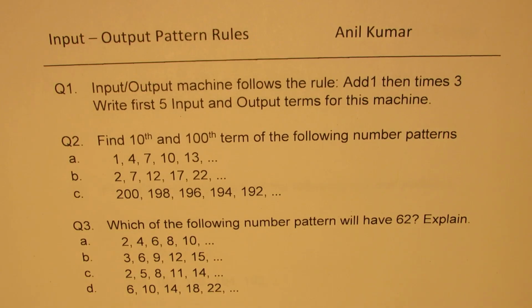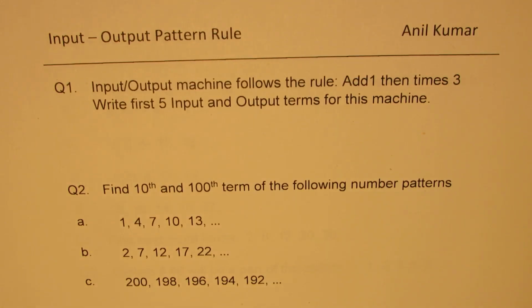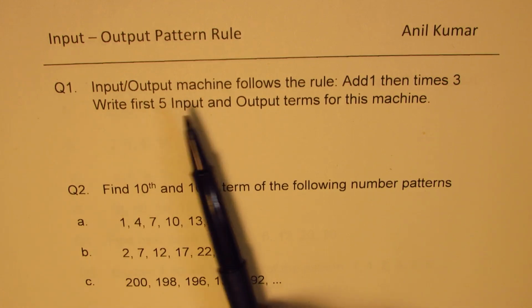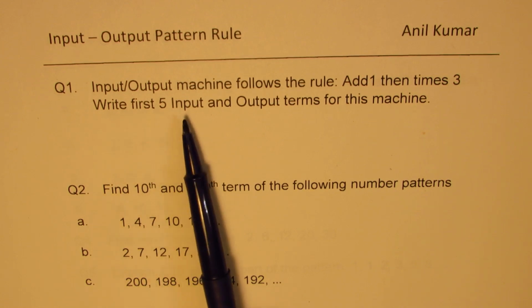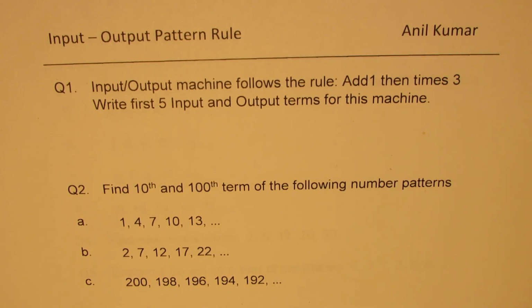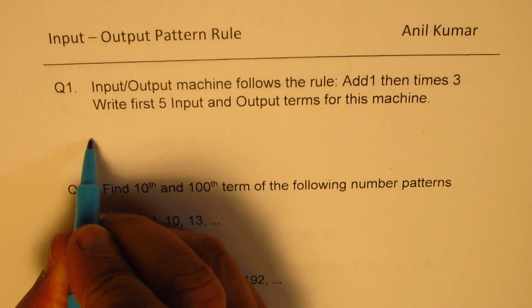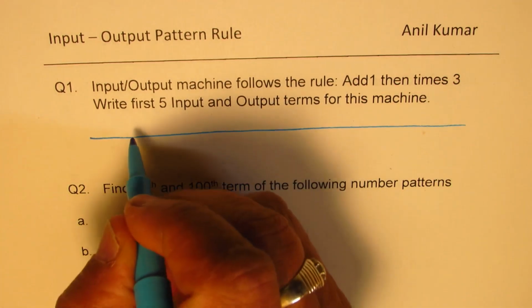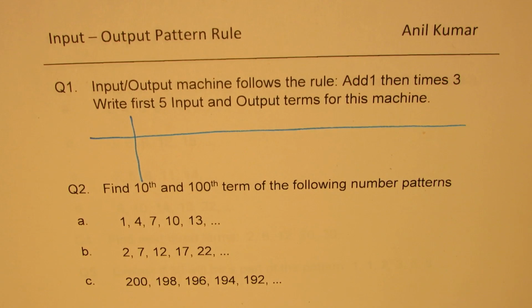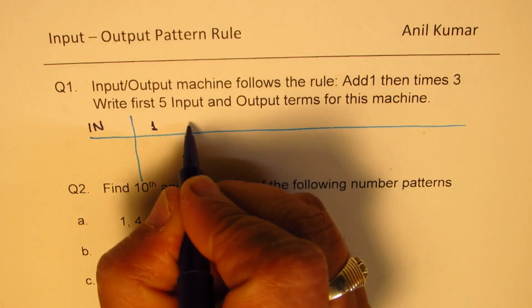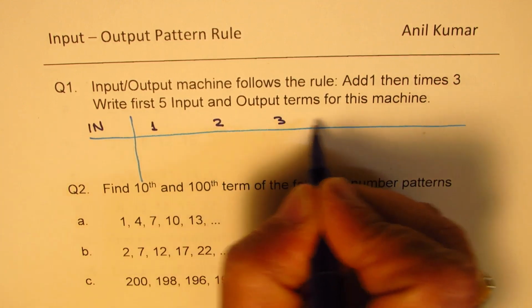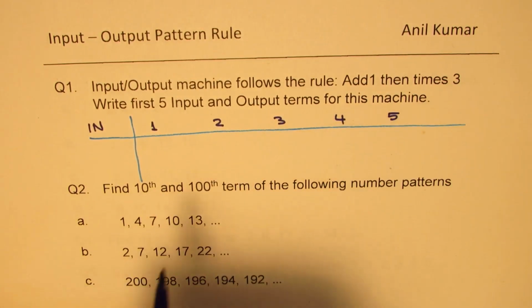And now let's check the solutions for these 5 questions. Question number 1. The input-output machine follows the rule add 1 then times 3. Write first 5 input-output terms for this machine, right? So what we will do here is we'll make a column. So let's say this is our input, right? So input could be first 5 terms 1, 2, 3, 4 and 5.